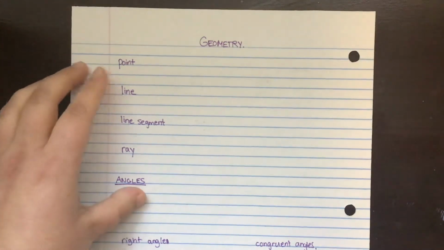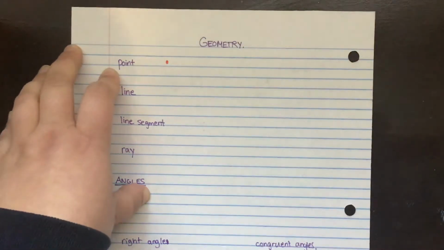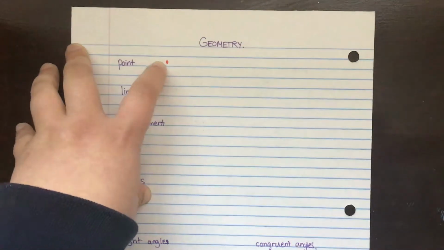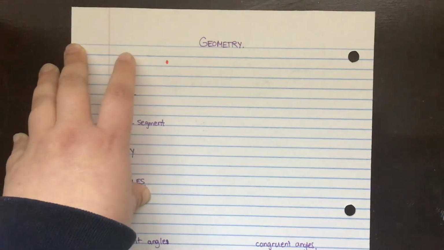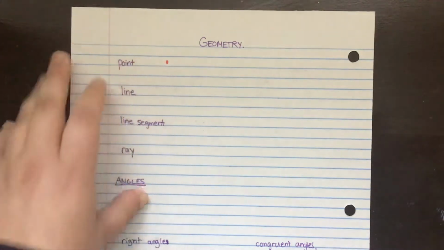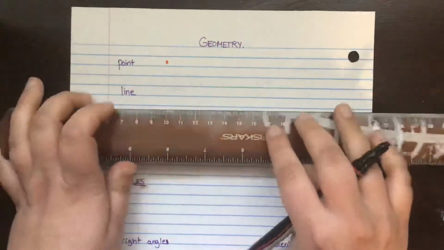So we're going to start with a point. What is a point? A point looks like this. It's just a single point, a little dot on your paper. It's not anything big, it's something completely tiny. It means that one little tiny thing in space. Pretty self-explanatory, pretty simple. The next one is a line.